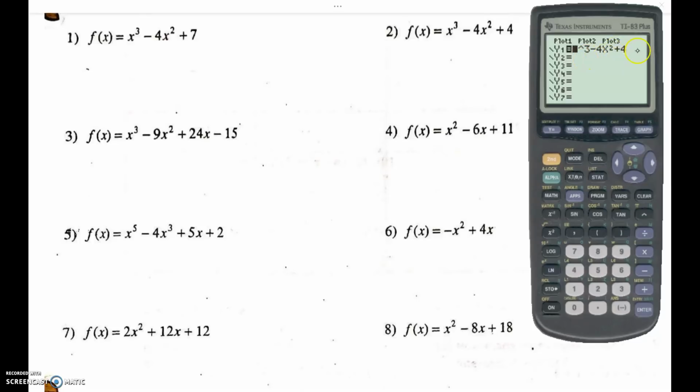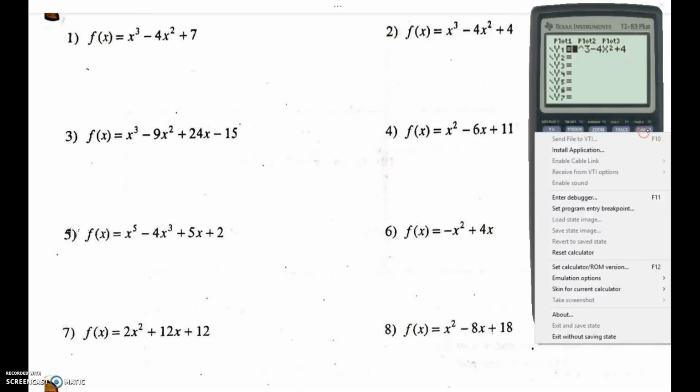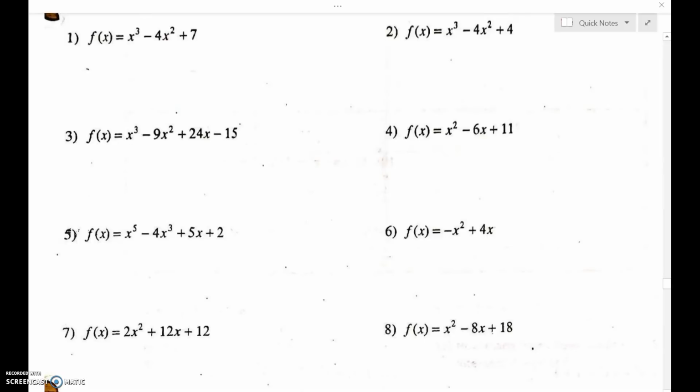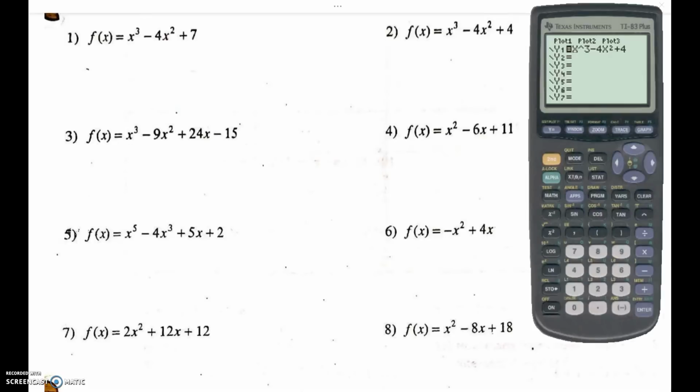I've already got it typed into my y equals. When I hit graph, it's going to take me to what the polynomial's graph would be. So this here would be my relative maximum. This here would be my relative minimum. So I'll go to calculate. There we go. Sorry about that. That was a little bit weird why I couldn't get there.